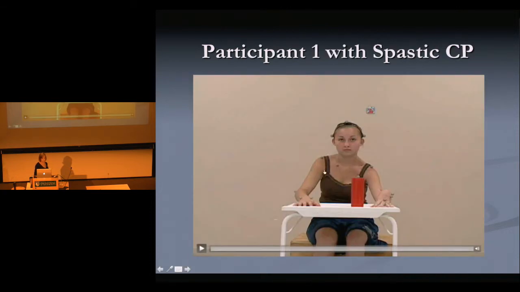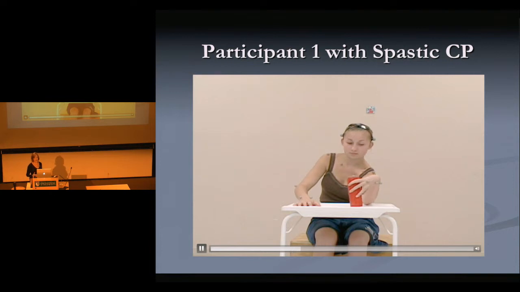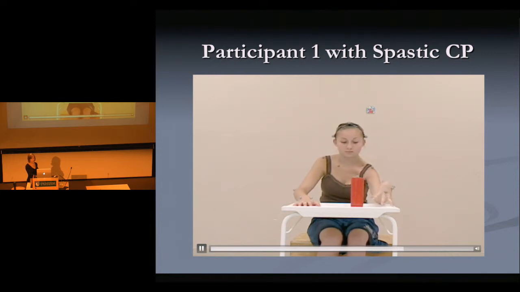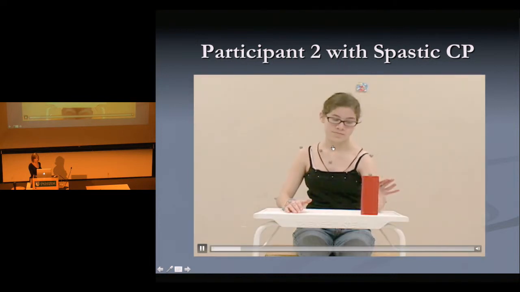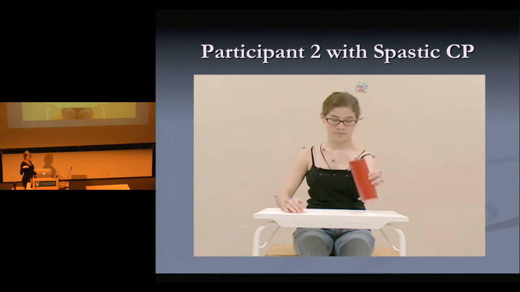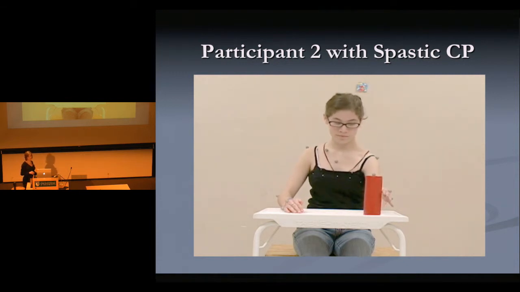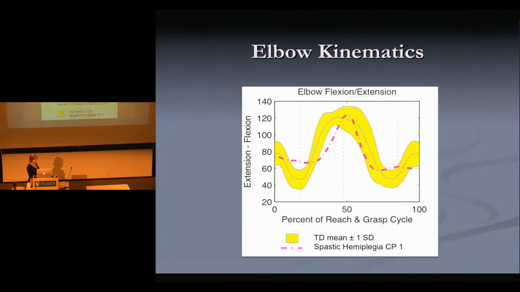So this is the first participant with cerebral palsy. You'll see, I hope, that she has increased forward and lateral trunk lean, increased shoulder elevation to compensate for her reduced elbow flexion, and increased wrist flexion. Participant 2, compared to participant 1, has more upright posture, but she has increased wrist radial deviation and increased forearm pronation compared to the first participant. And she also has reduced elbow extension, you may have noticed.